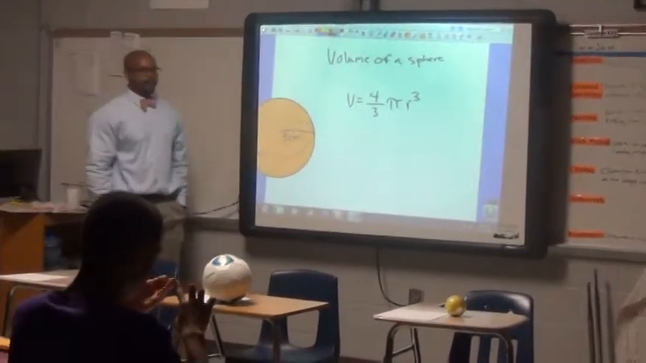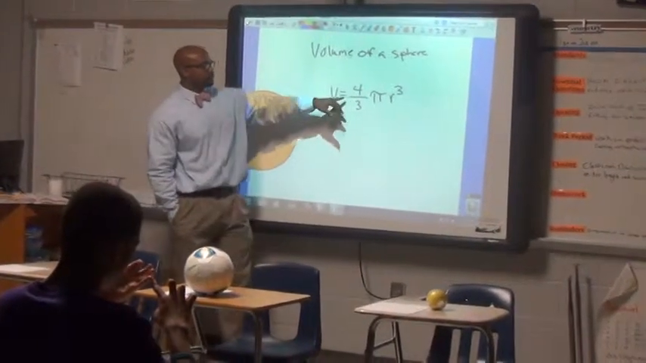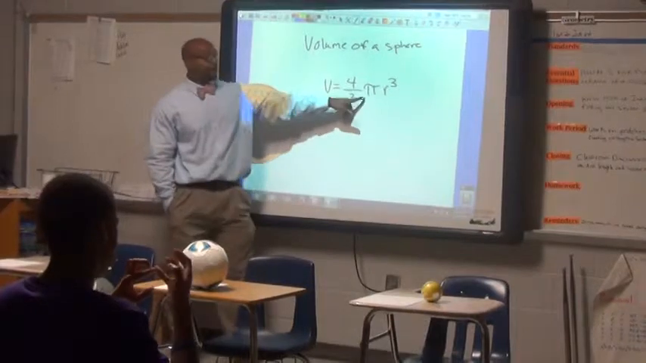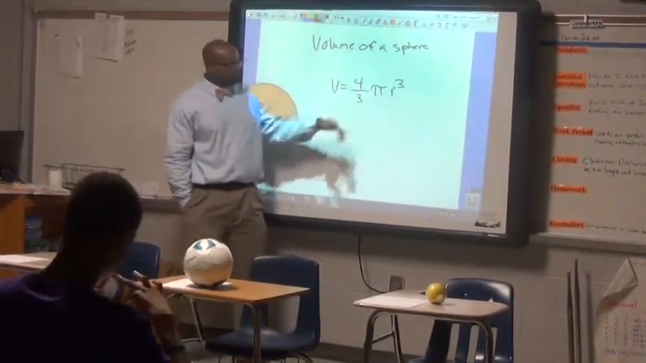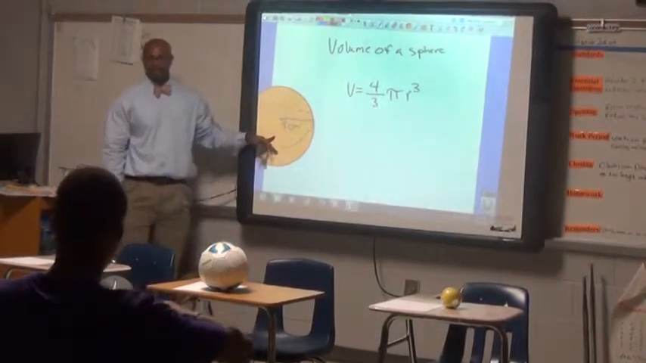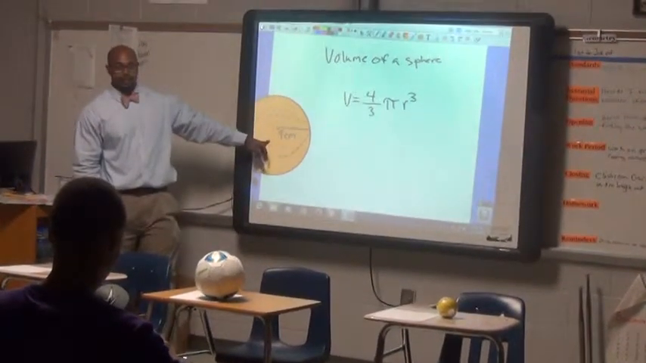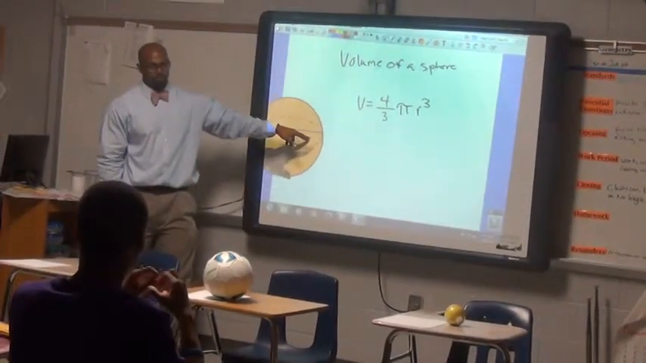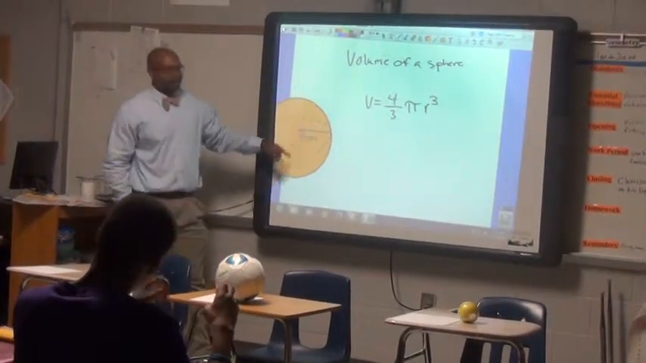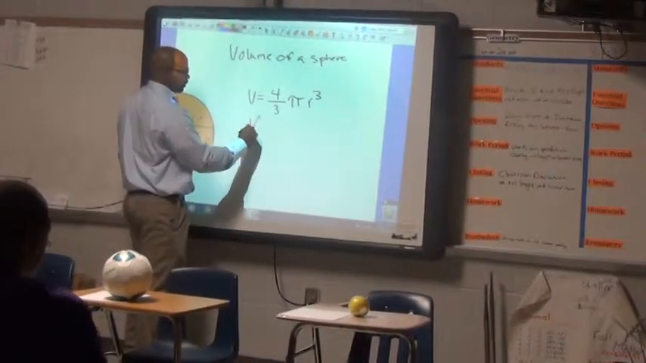All right, so we take a look at that formula. We have 4/3, we have pi, and then we have r cubed. All right, so we look at this sphere here. It goes from the center to any point of the sphere, so that's a what? Radius. Okay, we have a radius of 9. All right, so let's plug that into our formula.